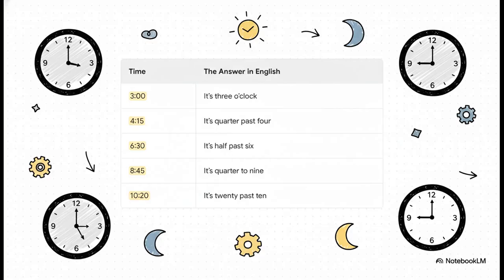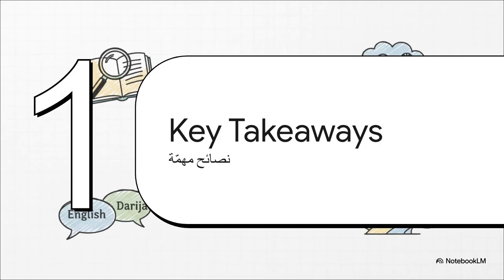Here we go. For 3 o'clock, the answer is it's 3 o'clock. For 4:15, it's quarter past 4. 6:30 is it's half past 6. 8:45 is it's quarter to 9. And finally, 10:20 is it's 20 past 10. How'd you do? Hey, even if you only got 1 or 2 right, that is a fantastic start. Well done.